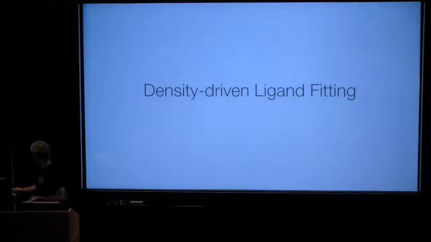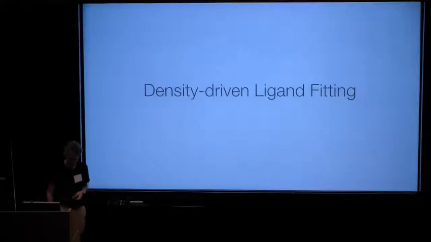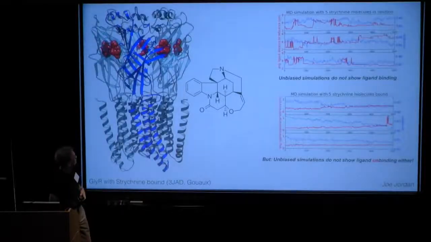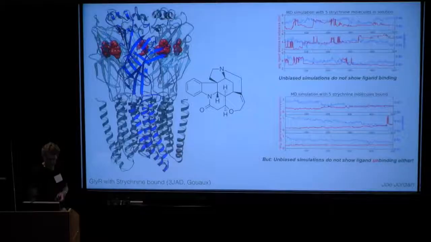Which brings me to the last part. Just for fun, we decided to see, can we use this to derive, for instance, ligand fitting? So this is Joe in the lab, Jordan, that we took one of the recent glycine receptor structures. You can probably see a theme to the type of channels we're interested in. And this is a structure that had 5 strychnine molecules bound, which is an anticonvulsant.